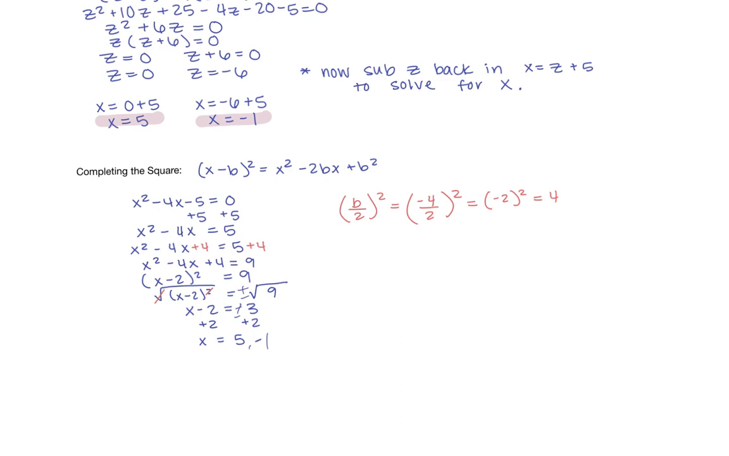So then we take the square root of both sides. So the square root of x minus 2 squared equals the square root of 9. The square root and the square on the left-hand side cancel each other out. So then we're just left with x minus 2 equals plus or minus 3. Then we'll add 2 to both sides. So then we get x equals 5 and x equals negative 1.